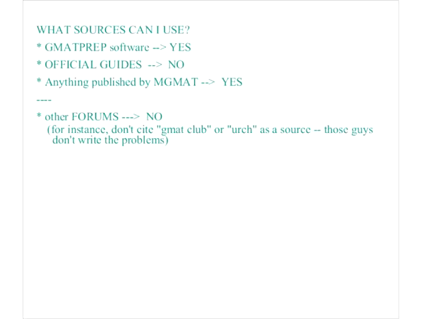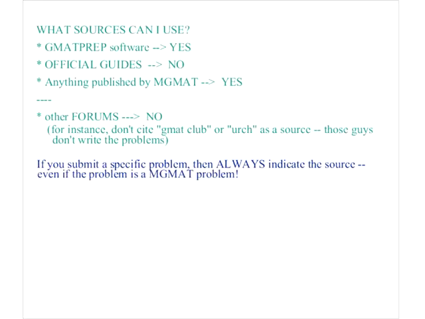But when you submit specific problems, if you submit one, then always indicate the source. And this includes even if the problem is one of ours. Because if you take together our strategy guides and our practice tests and our question banks and every other source of problems written by Manhattan GMAT, there's probably about 5,000 problems. So we clearly do not know all 5,000 of those by heart, and if you give us one of ours, we're not going to know that unless it says so.